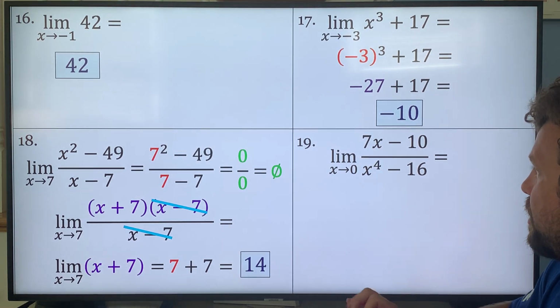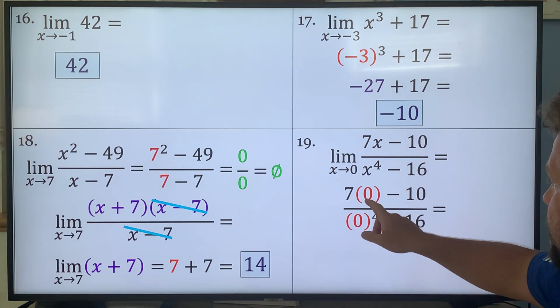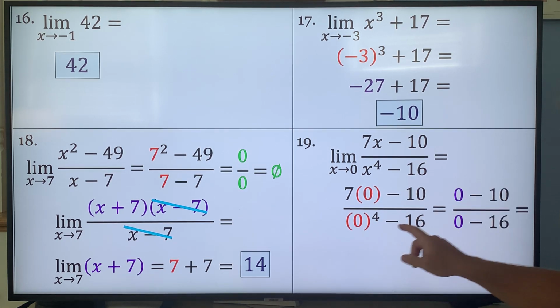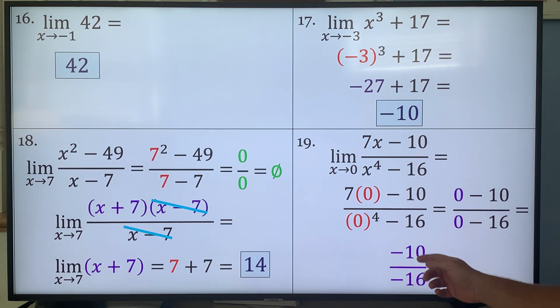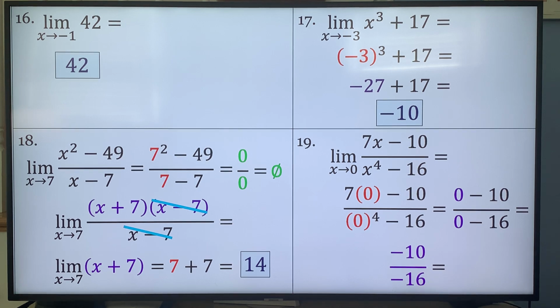All right, here, plug in the 0 right away. 7 times 0 is 0, minus 10 is negative 10. 0 minus 16 is negative 16. Wait a second, we don't have to do anything. Your answer is negative 10 over negative 16. You want to put it in simplest form. A negative over a negative is indeed a positive. 2 goes into both of these. 10 divided by 2 is 5. 16 divided by 2 is 8. So your answer is 5/8.